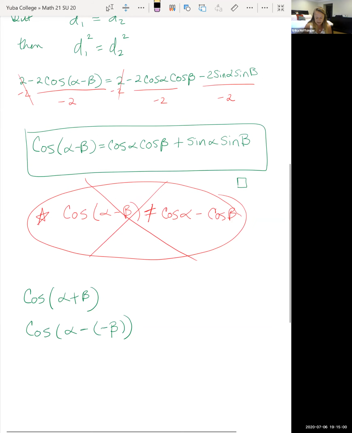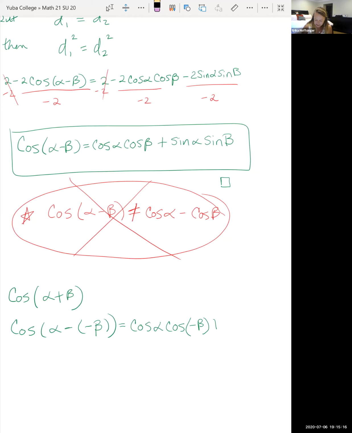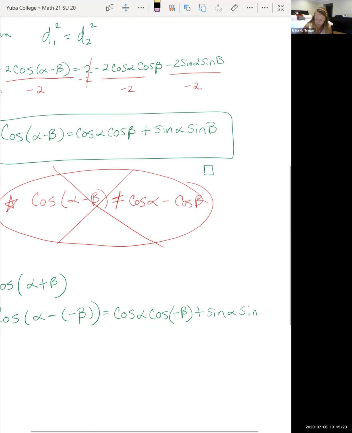Okay, so we can now use our formula. So difference of angles for cosine, so that's cosine of the first, cosine of the second. So cosine alpha, cosine of the second is negative beta, plus sine of the first, sine alpha, sine of the second, negative beta.